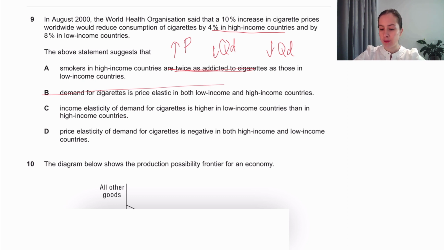Income elasticity of demand is higher. This is a trick. We actually have no income data here. We've just been given price data and quantity data. So we can only tell the PED is negative, right? Because if price goes up, quantity goes down, you put that into your PED equation and you'll get a negative number.